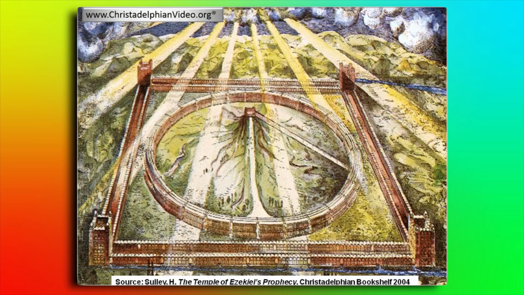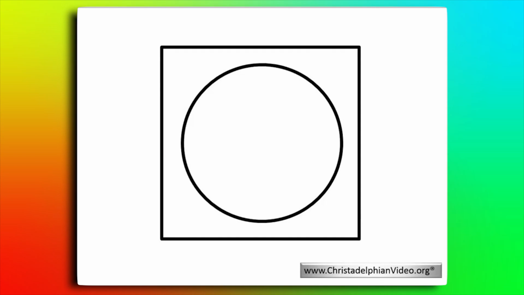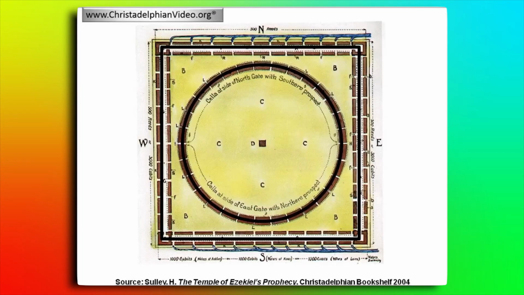Henry Sulley, in his book The Temple of Ezekiel's Prophecy, provides a logical and reasonable architectural interpretation of this vision. His picture of the temple has provided a useful means of visualizing the details of the prophecy. A key element of this interpretation is the circular feature lying within a square frame. Henry Sulley provides a detailed justification for this in his book. Once the assumption of the circular feature is made, then many of the details of Ezekiel's temple can be made to fit with this design.